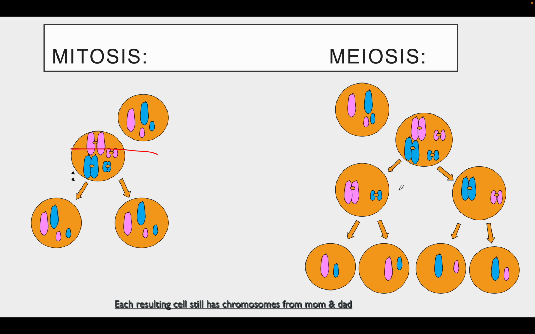In meiosis, first of all they will separate in meiosis 1, and then meiosis 2 will lead to formation of 4 haploid gametes. Each resulting cell still has chromosomes from mom and dad both.